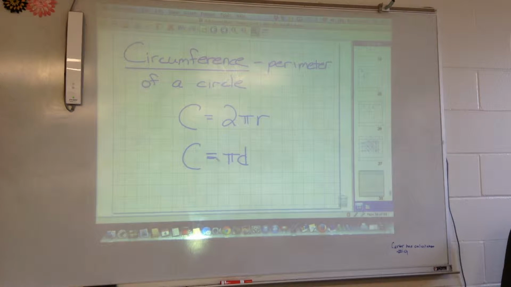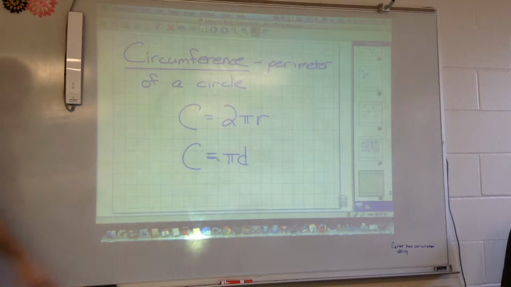And then the formulas that you could use, don't write both of them down if you really don't want to. Write one that makes sense to you. The circumference could be 2 pi r or just pi d. They're the same thing, okay?